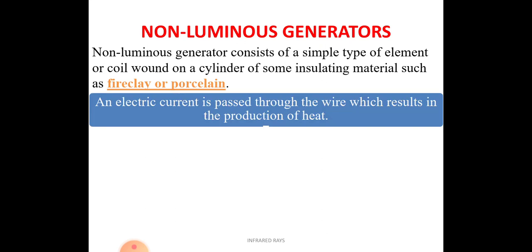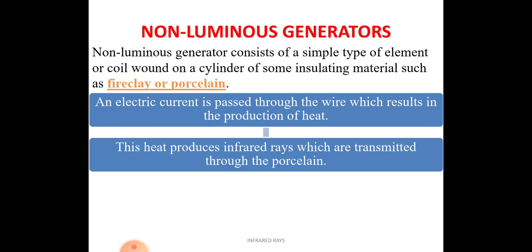Now what is the process? The electric current is passed through the wire. Definitely, as per Joule's law, that is H equals I squared R T, there will be production of heat. Whatever heat is produced will produce infrared rays. Why? Because any hot object will emit IR. Clear? And this infrared will be transmitted through porcelain. Porcelain, as I told, is a white ceramic.